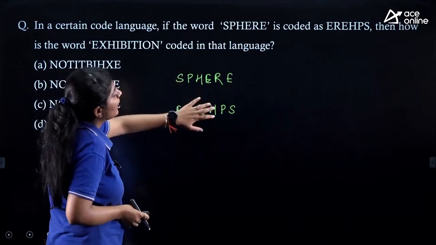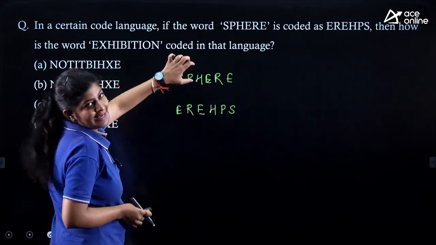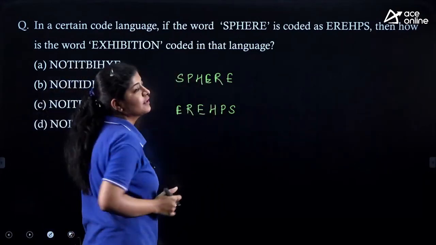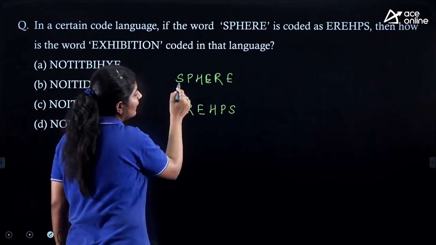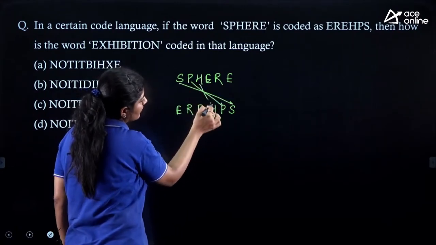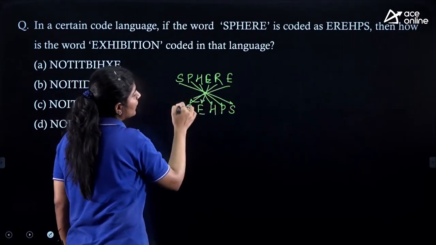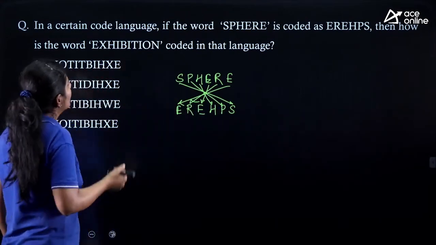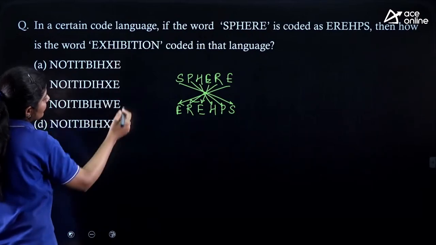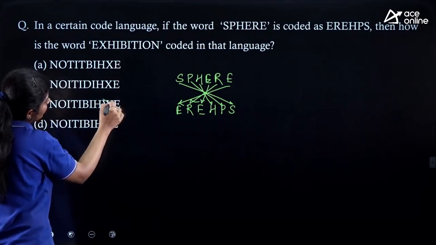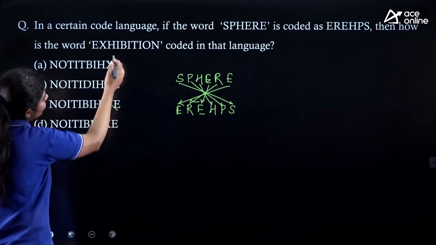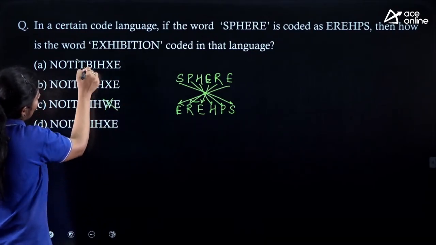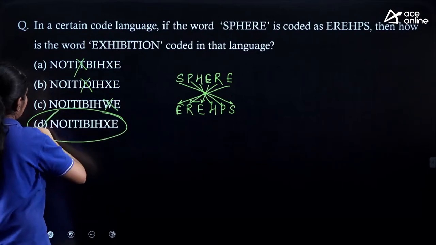If you observe these codes carefully, you will see that we are using the same alphabets in the coded one which we used in the actual word, which is nothing but sphere. If you notice, we just wrote it in the reverse order. So we simply need to write down exhibition again in the reverse order. So I need EXH, okay, IBI, that means option number D is the correct one.